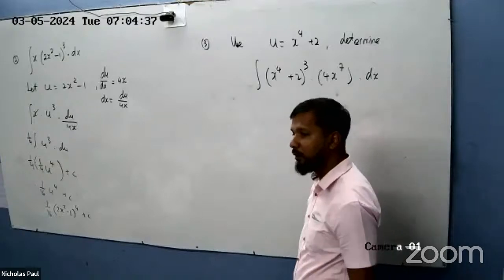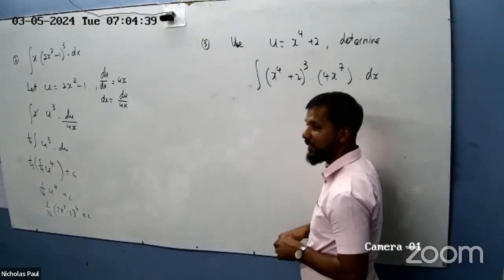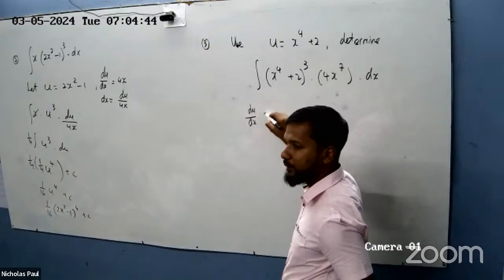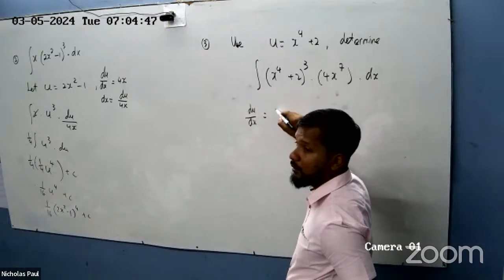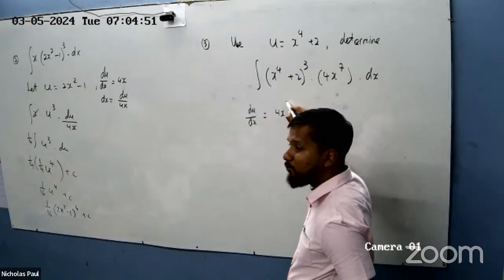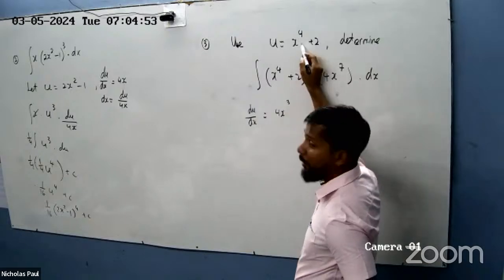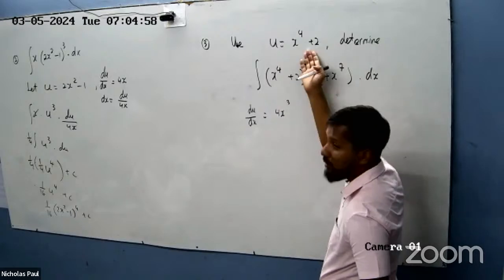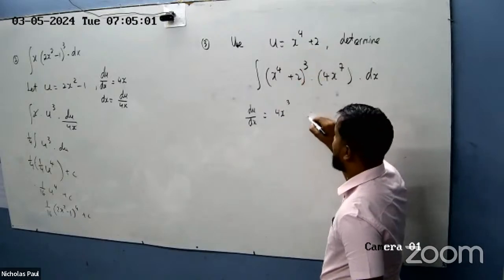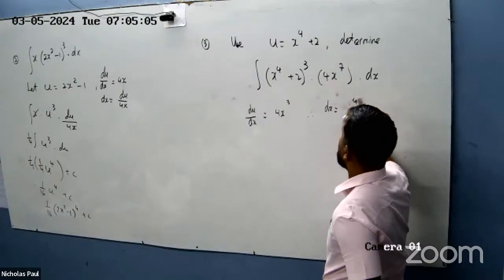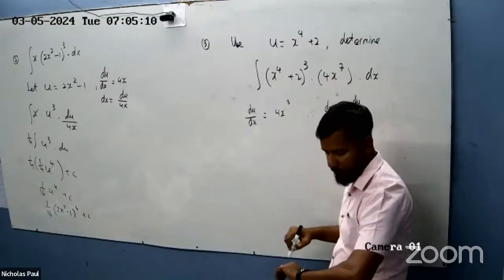See how you can differentiate this. You find du dx. du dx is 4x cubed, you differentiate that. So therefore, dx is equal to du over 4x cubed.